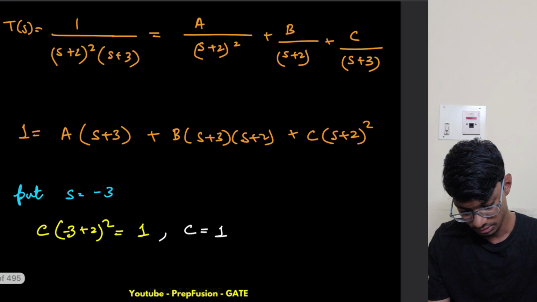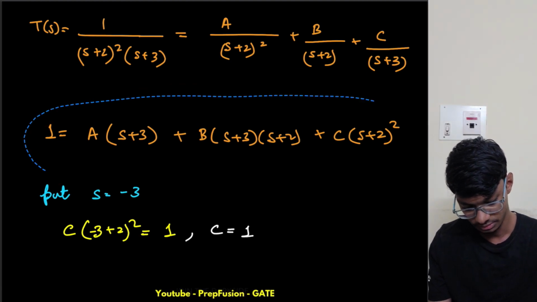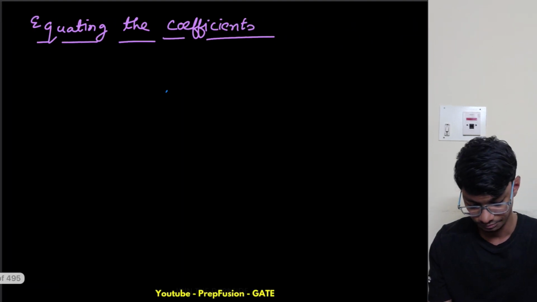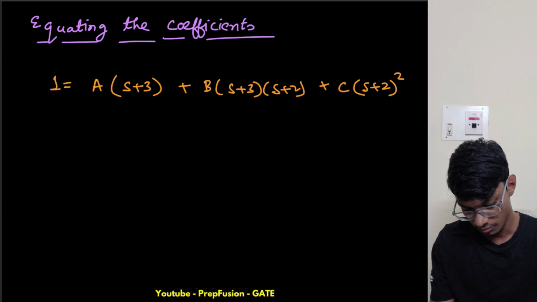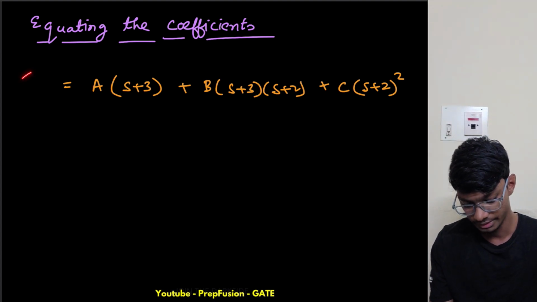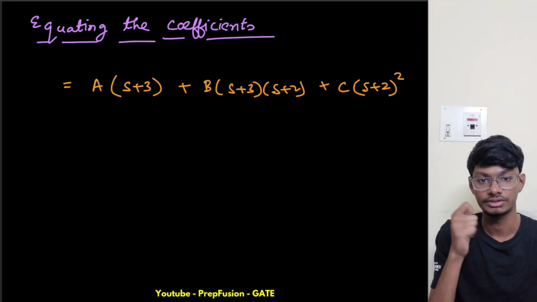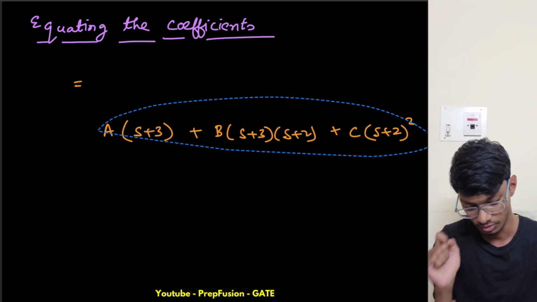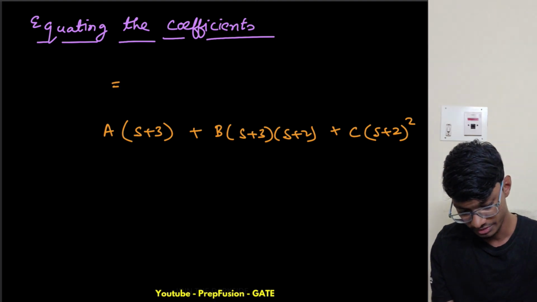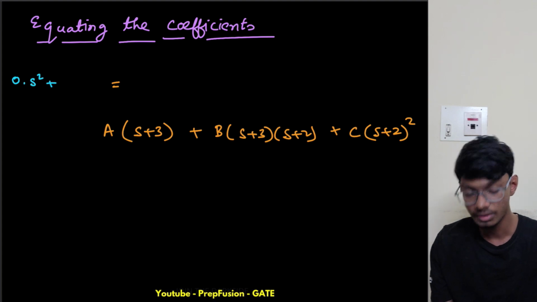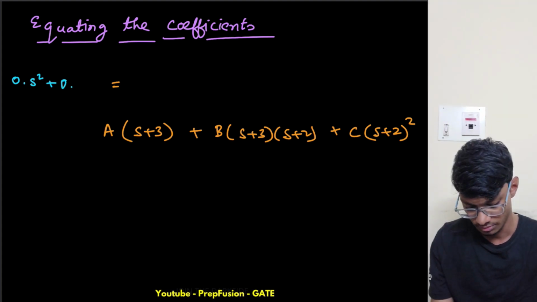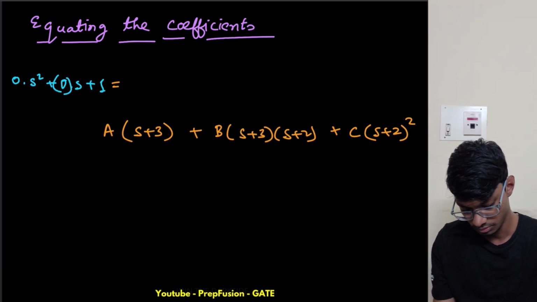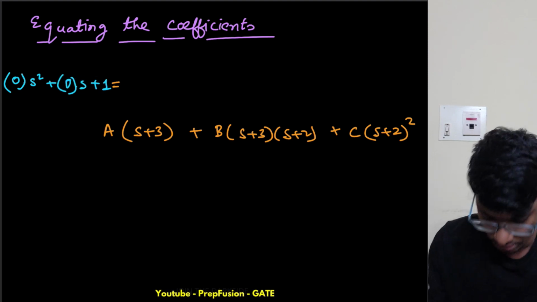Basically this was my equation, right? So I'll copy this and expand this. The left hand side is 1, right? So what is the coefficient of s square in the left hand side? If I have some s square term in the left hand side, what will be the coefficient? It will be 0, right? Because I don't have any s square term on the left hand side. So the coefficient of s square will be 0 times s square. And what will be my coefficient of s? It will be again 0 times s, and we have 1, right? So this is 0, this is 0, and we have 1. So this is basically my left hand side.